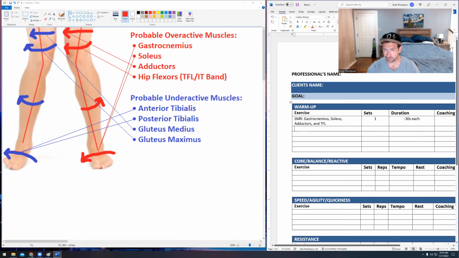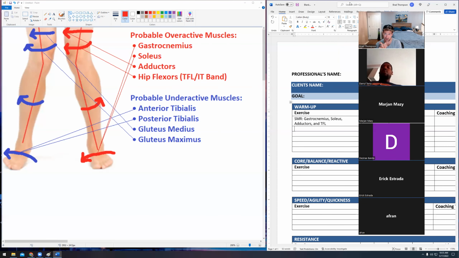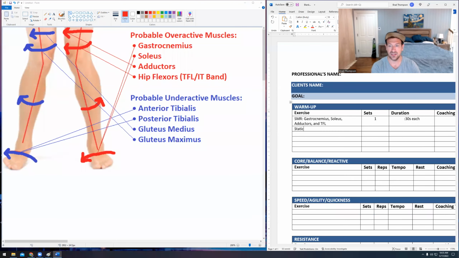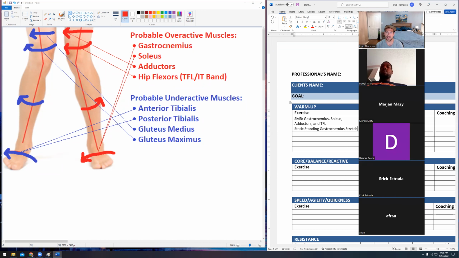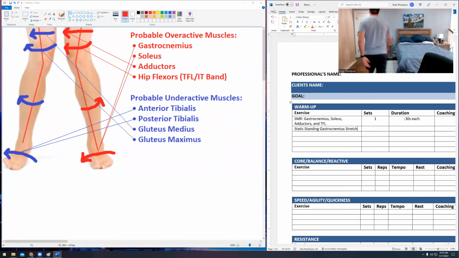And then I'm going to do a static stretch for each of these. So now I've inhibited the muscle. I've turned the muscle off. Now I'm going to lengthen it out so it doesn't turn back on. So I'm going to do a static standing gastrocnemius stretch. That's what it's called in your book, by the way. I'd probably just say, I would say a static runner stretch. But that's this one right here. Okay. And that'll stretch the upper portions of the calf.